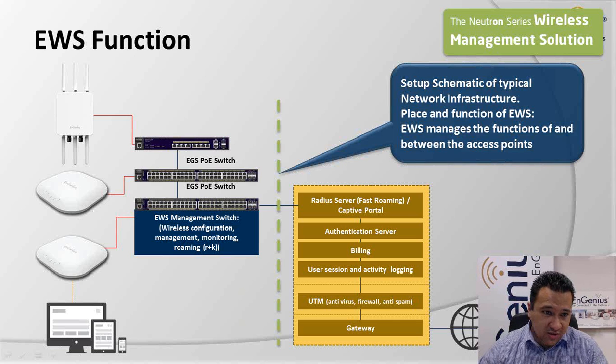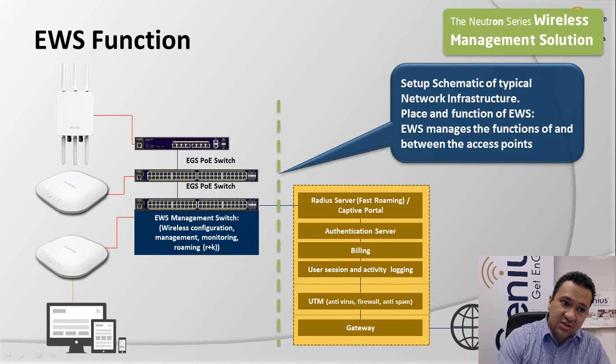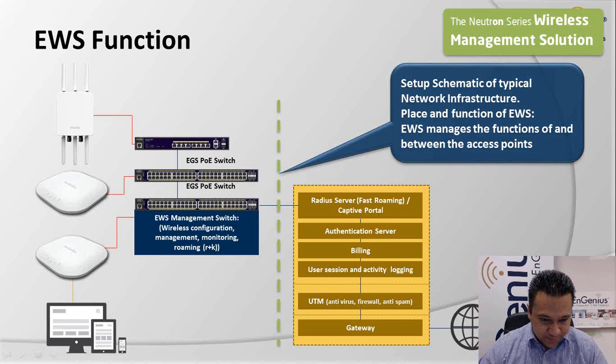So summarizing the functions of our EWS solution: AP auto discovery and provisioning, wireless configuration, monitoring, and controlling the access point. At this moment, the EWS solution is not focusing directly on client level, but on access point level. So you make your infrastructure of network wired to wireless, controlling or managing the access point from the EWS solution.